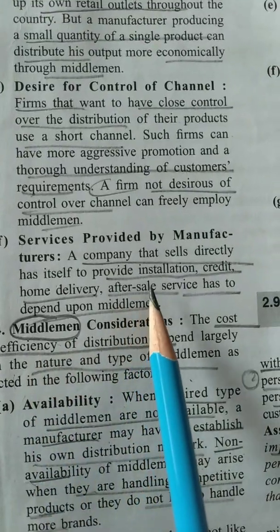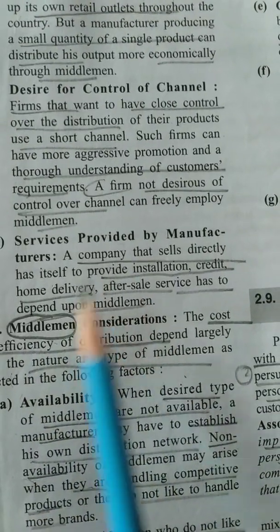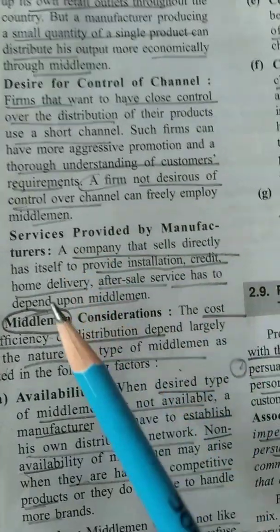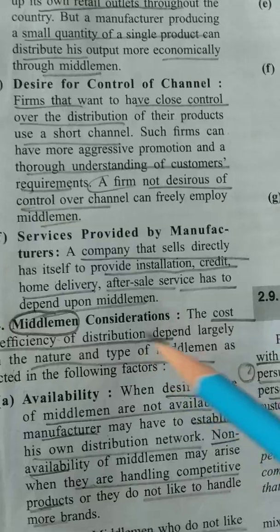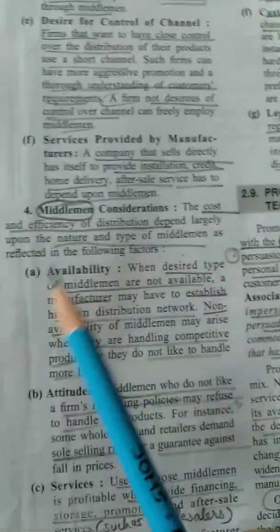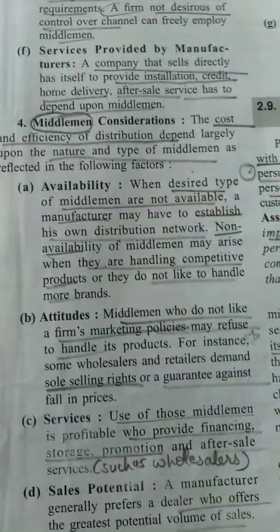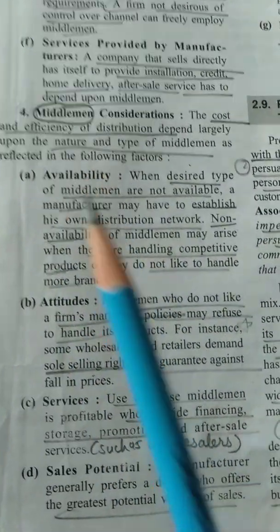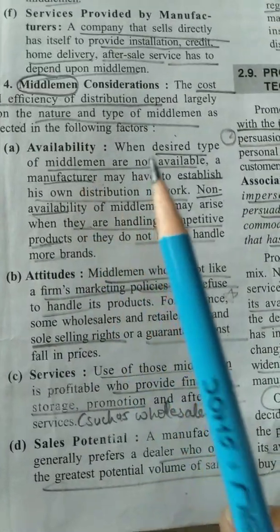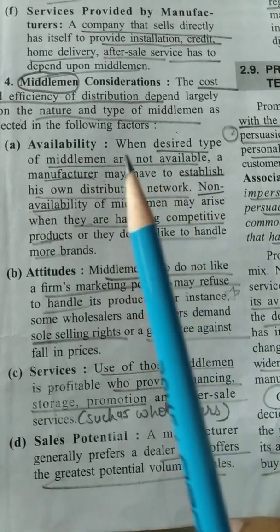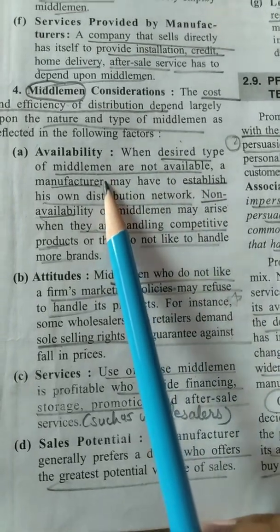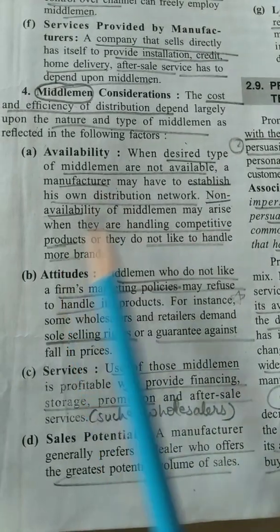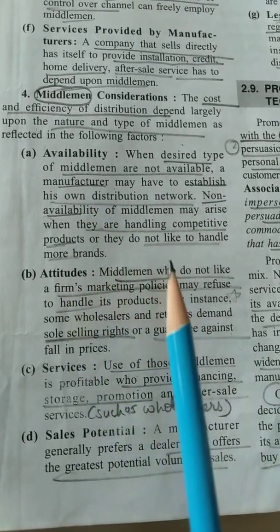A company that sells directly provides installation itself, it provides home delivery, so in this case direct selling is the most common method. Now coming to middlemen consideration, means from the point of view of middlemen, what factors affect the choice of channel of distribution. First is availability, whether you are getting the middlemen according to your wish or not, means they are experienced or not, they can do the work efficiently or not, it depends upon their availability.